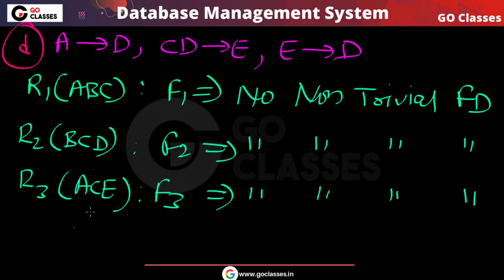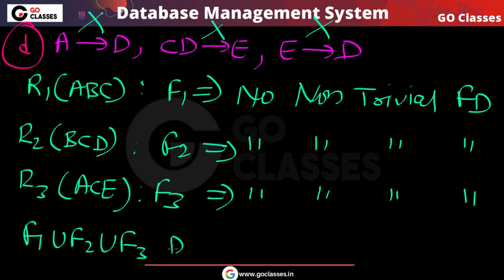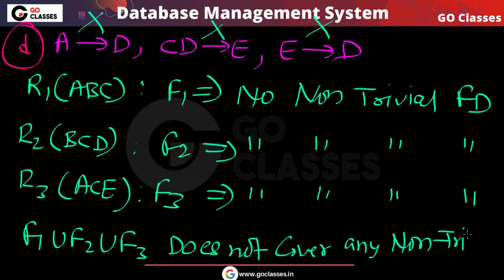So finally I can say that F1, F2, F3 don't have any non-trivial functional dependency. So definitely this is not covered, this is not covered, this is not covered. None of the functional dependencies is covered. So I can say that F1 union F2 union F3 does not cover any non-trivial FD of F.